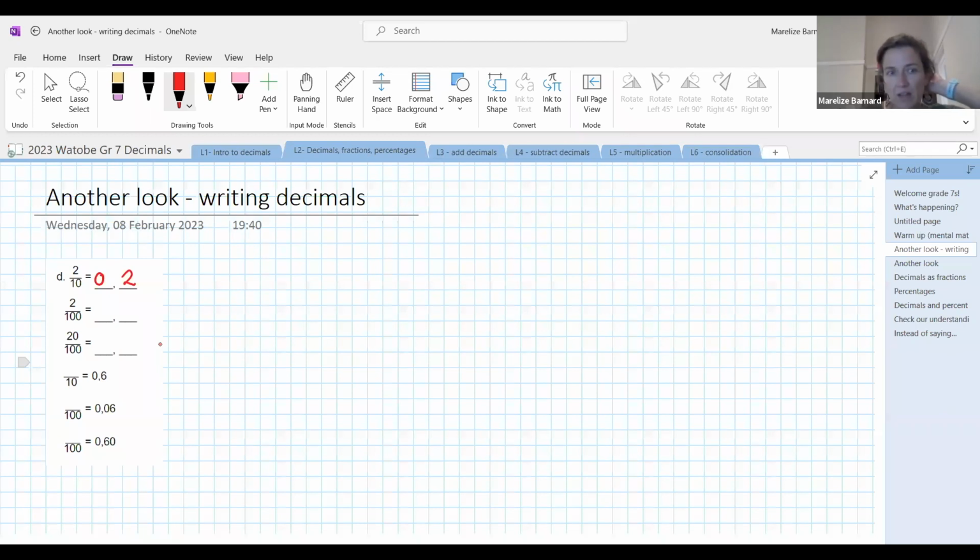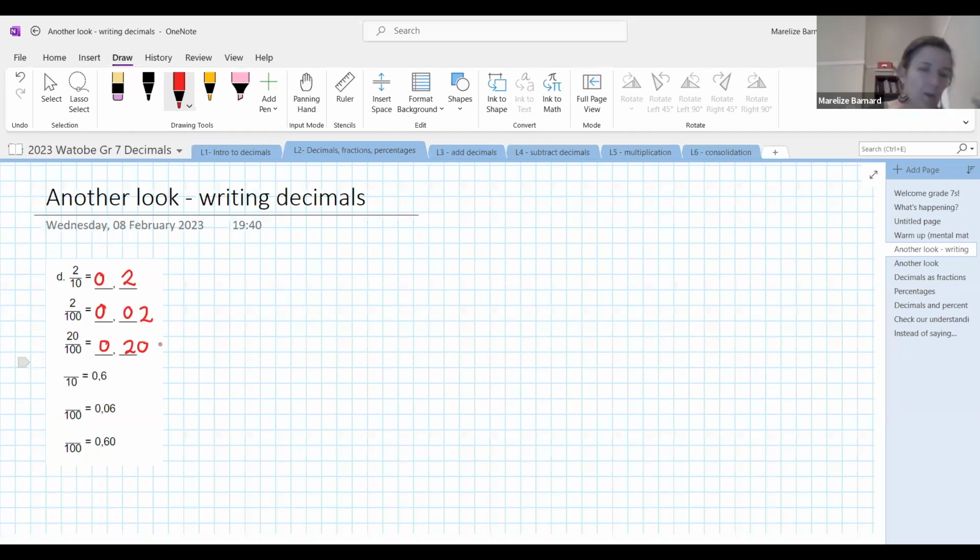And then what about 2/100ths? 2/100ths will be 0,02. That's right. Nice. And then 20/100ths. What would 20/100ths be? Let's not get confused between 2/100ths and 20/100ths. 20/100ths, everyone's wide awake this afternoon. Well done, is 0,2 as well.